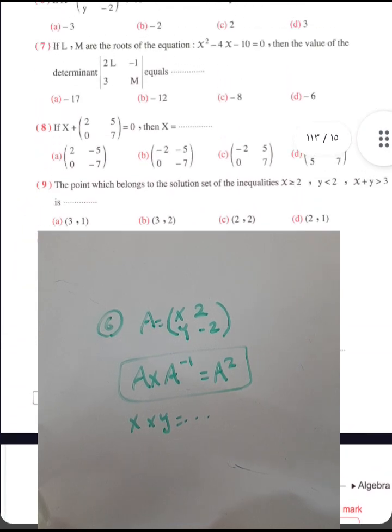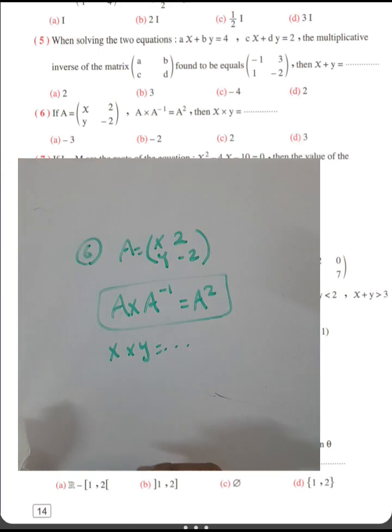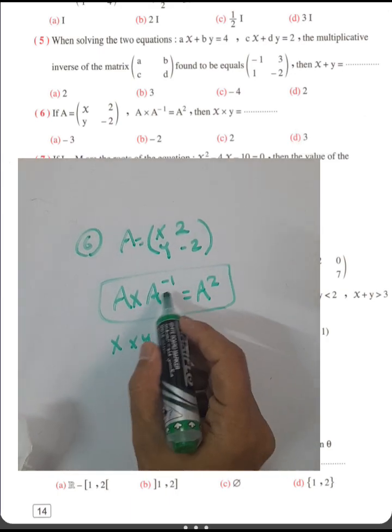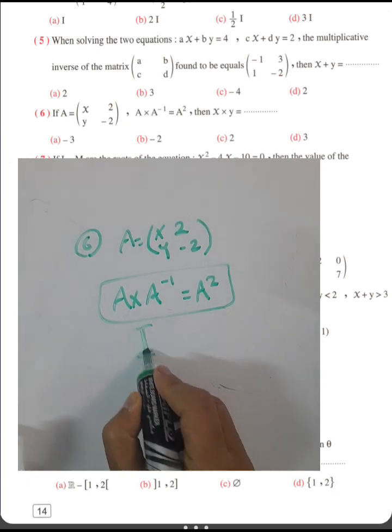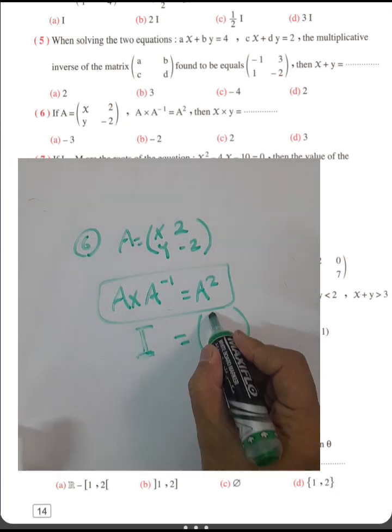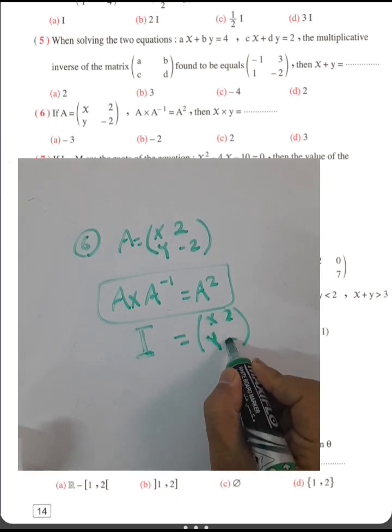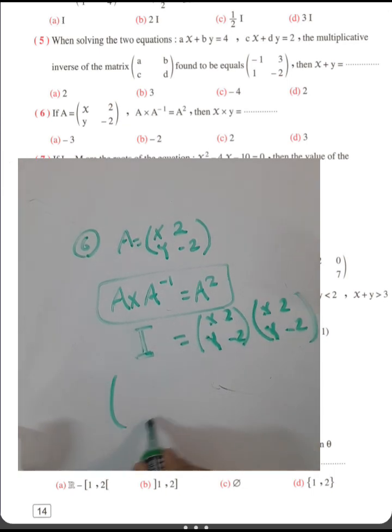Question number 6. First, we can write A multiplied by its inverse. It will be 1, it's I, okay? And A times itself is A multiplied by itself: x, y, 2, and negative 2 multiplied by itself: x, y, 2, and negative 2. And we know this equals 1 and 0, 0 and 1.